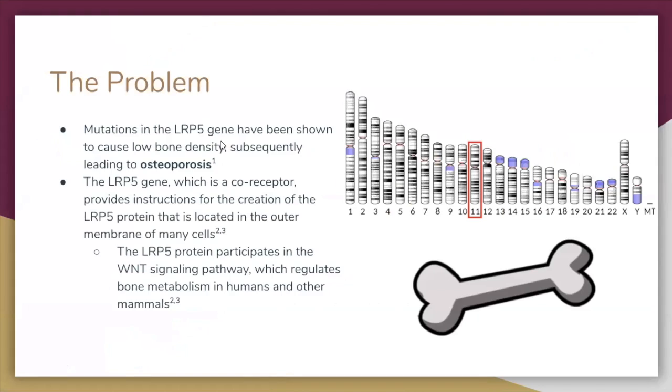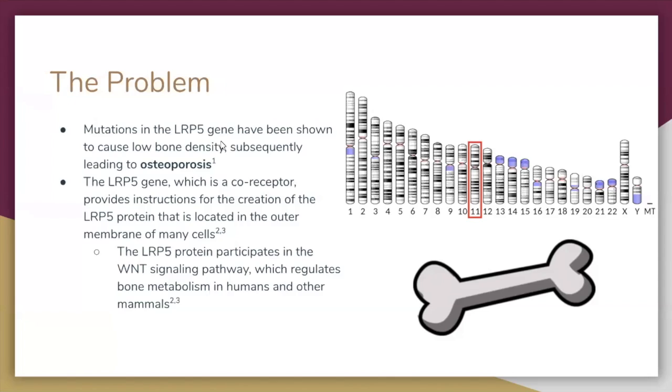The problem that we were researching is that there's a mutation in the LRP5 gene, which has been shown to cause low bone density, which can lead to the disease of osteoporosis. The LRP5 gene, which is a co-receptor, provides instructions for the creation of the LRP5 protein that is located in the outer membrane of many cells. The LRP5 protein participates in the WNT signaling pathway, which regulates bone metabolism in humans and other mammals.